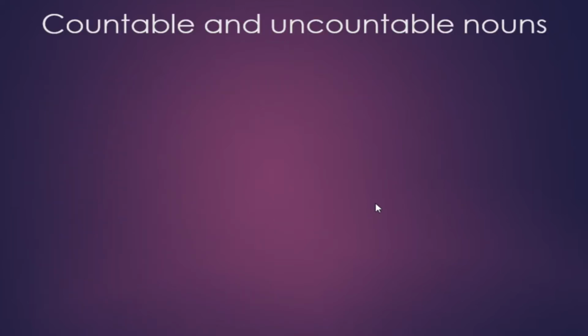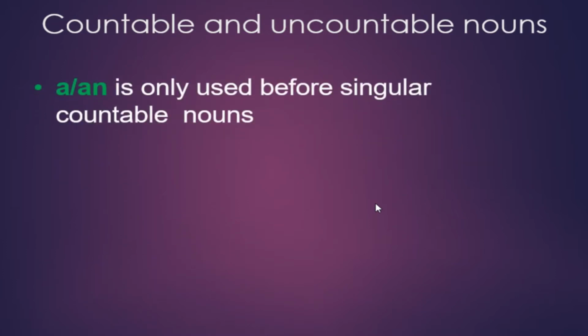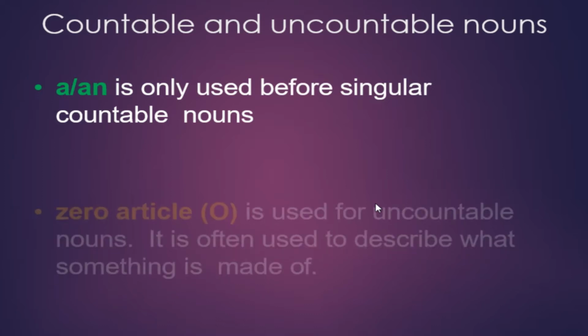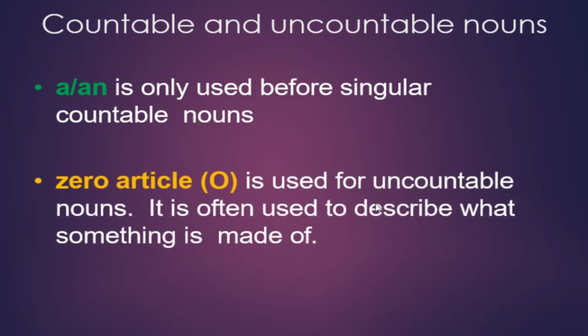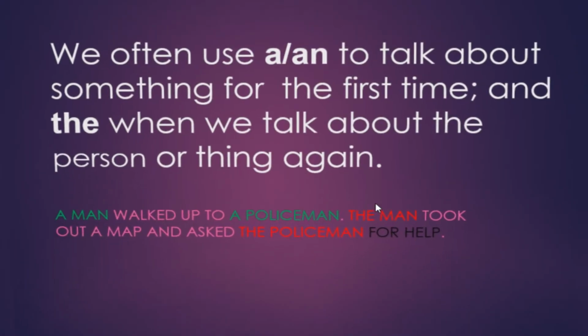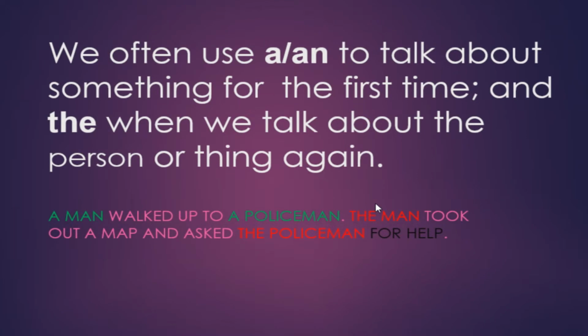Articles related to countable and uncountable nouns. Here, A or AN is only used before singular countable nouns. Before singular countable nouns, we will use a or an. Zero article, that means no article, will be used for uncountable nouns. We often use a or an to talk about something for the first time, and the when we talk about the person or thing again. If you see the example, it will be much more clear.